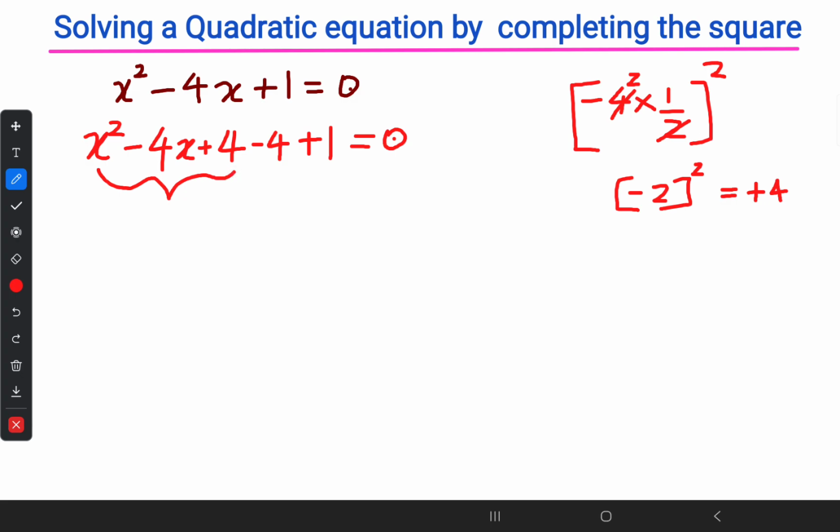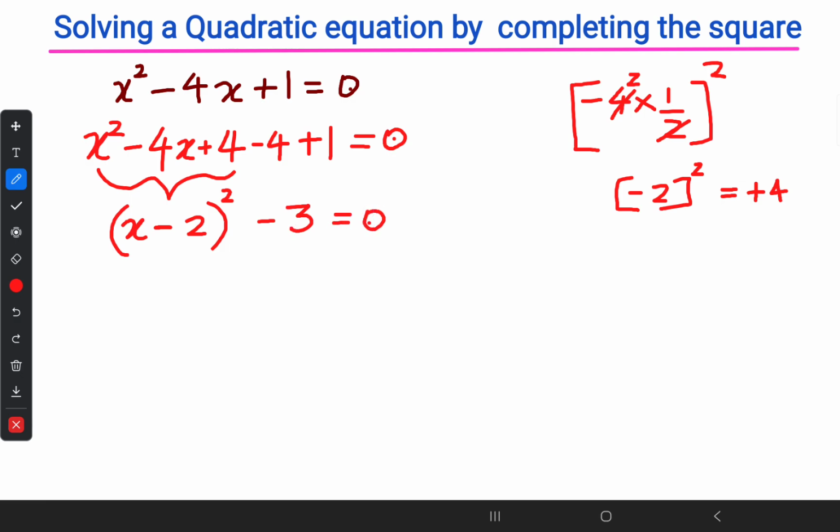First three members should be factorized. So from the first member I will select x. From the middle member I need to select its sign. From the third member its square root. So square root of 4 is 2. So (x minus 2) whole square and thereafter negative 4 and positive 1 will become negative 3 equals to 0.